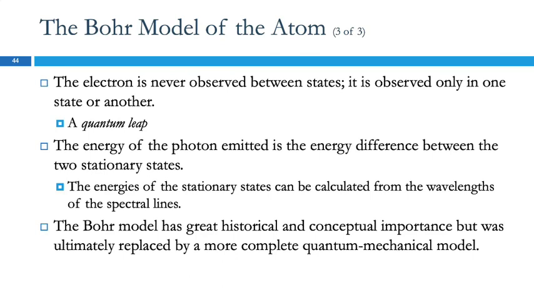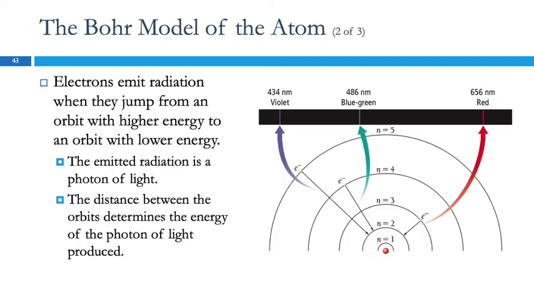The electrons are never between states. So let's go back to this. The electron was here, and then it's over there. It doesn't move through space to do that. It was here at this energy, and then bam, it's here at this energy.